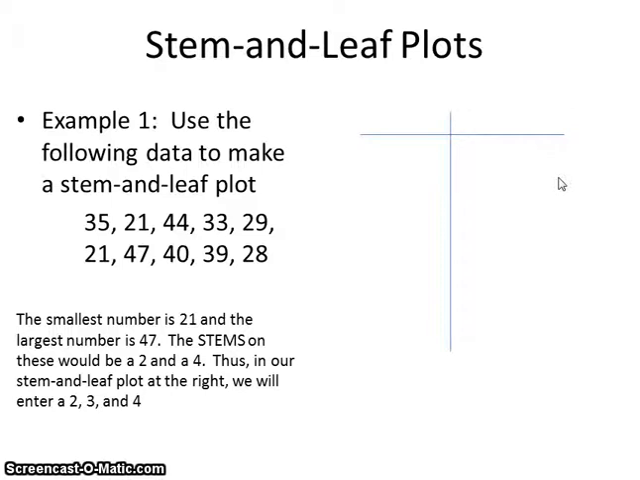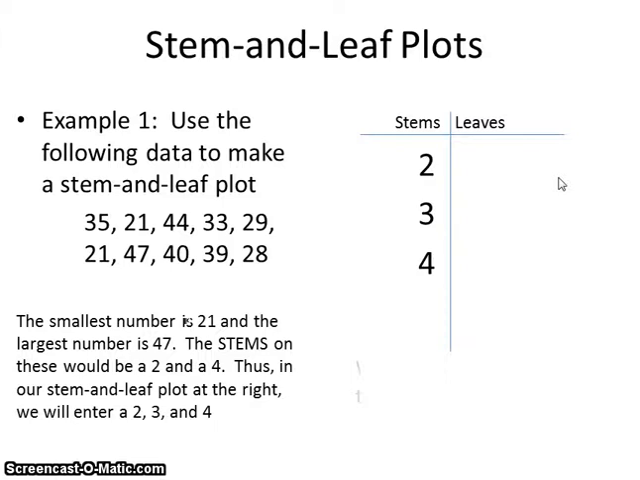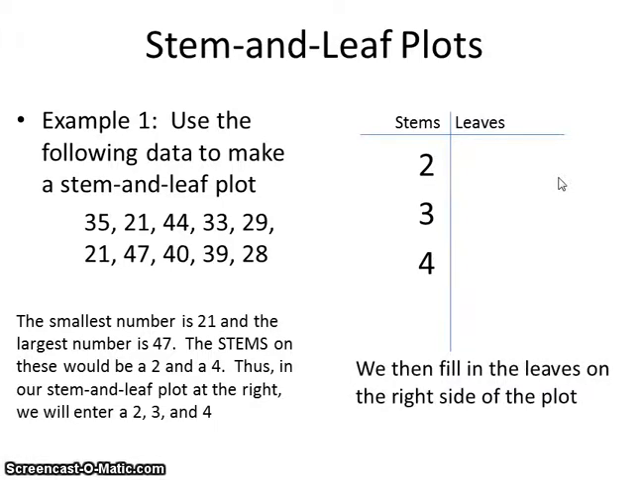However, we do not want to omit any numbers in between. We want to include all the numbers that are in between 2 and 4. Thus, in our stem and leaf plot at the right, we will enter a 2, 3, and 4. Go ahead and fill this in on your notes. Put the stems 2, 3, and 4. Now, let's go ahead and enter the leaves.